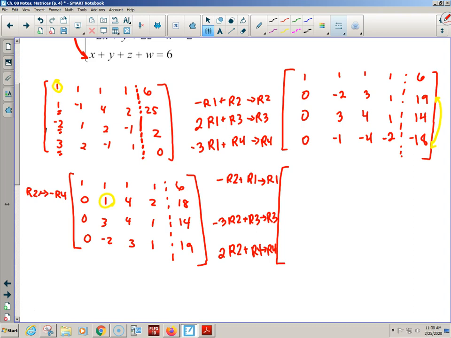Multiplying it by wherever the established 1 was. The old 1 was in row 1, so I was multiplying the opposite by that 1 and adding. The new 1 is in row 2, so I'm multiplying that and adding.